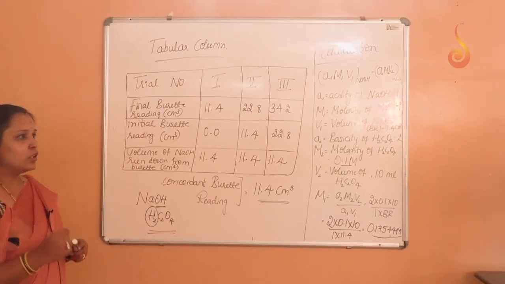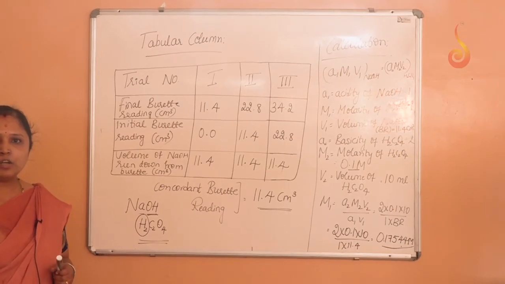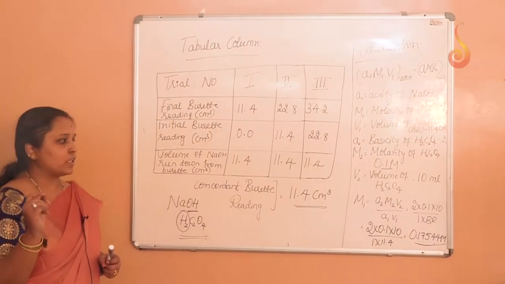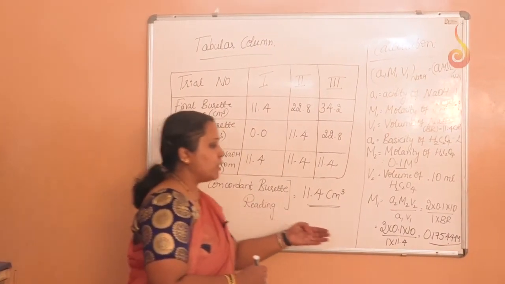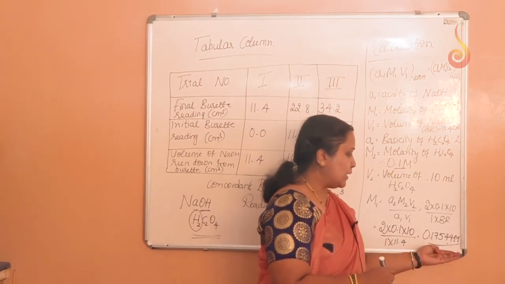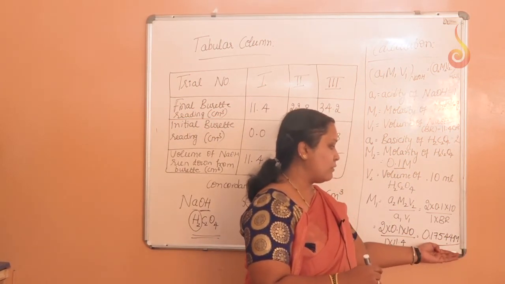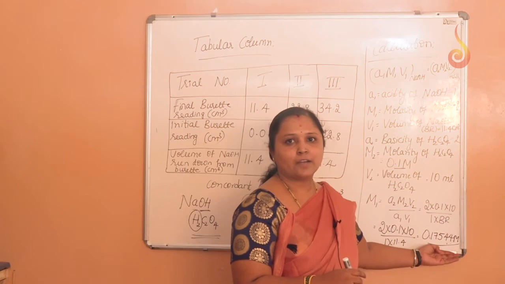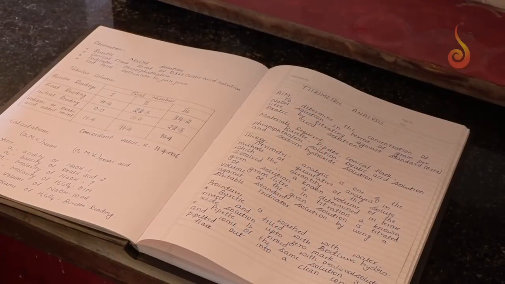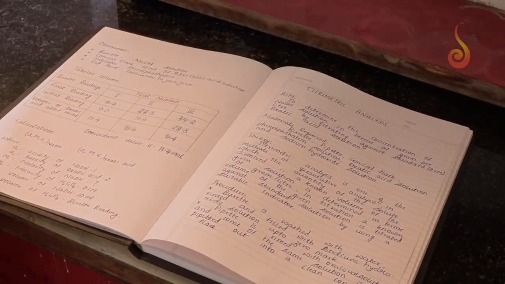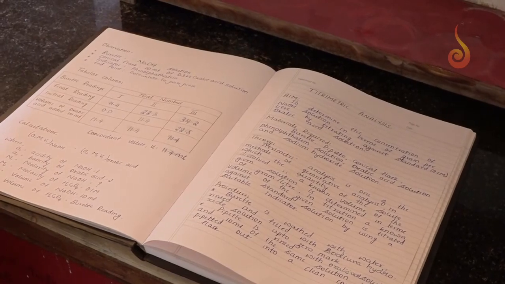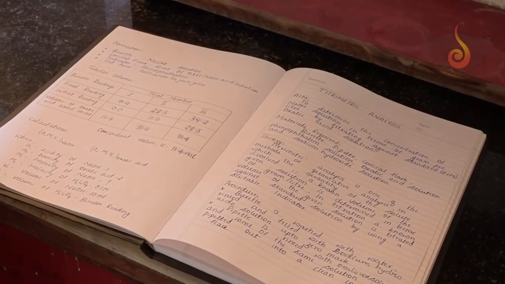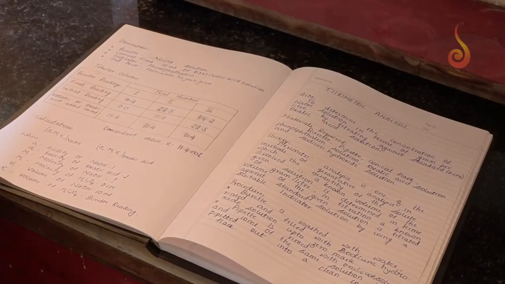Next we have to write the result. So in the result we will write: the molarity of sodium hydroxide solution is determined to be equal to 0.17544 molar. So after performing the experiment and the calculation, the next thing is we have to record whatever we have done in the laboratory in the practicals record.